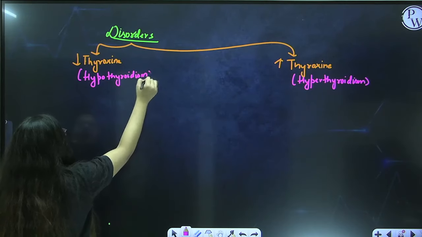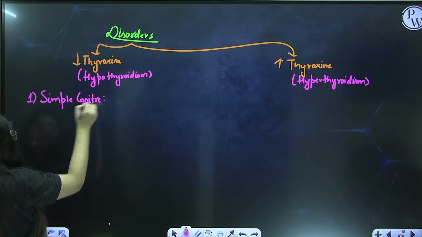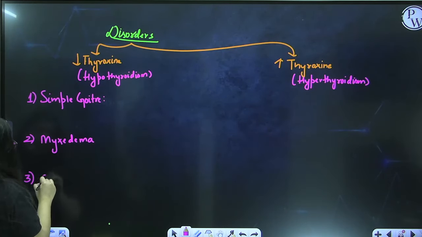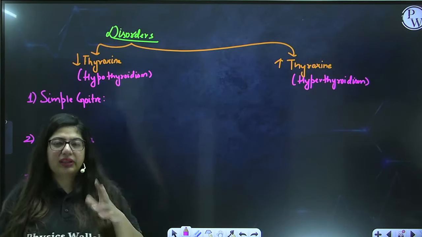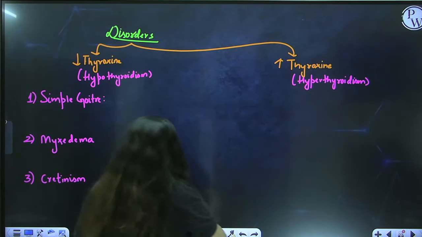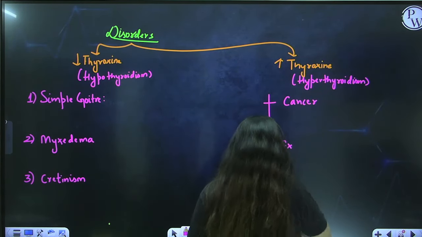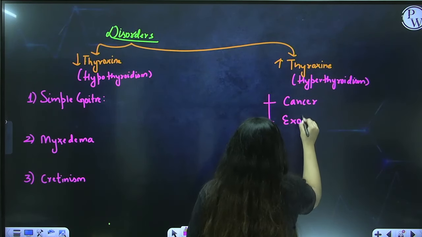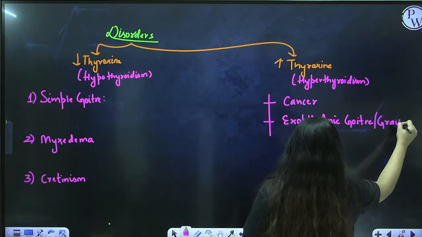In hypothyroidism, we have three diseases. First is simple goiter. Second, we have myxedema. And third, we have cretinism. All these are disorders that can occur if there is a less level of thyroxine, but the reasons are different. But always in all these three disorders, the person will have low thyroxine. Then we have hyperthyroidism. There we have two disorders. Either there is a cancer of the thyroid gland, and second is exophthalmic goiter, also known as Graves' disease.